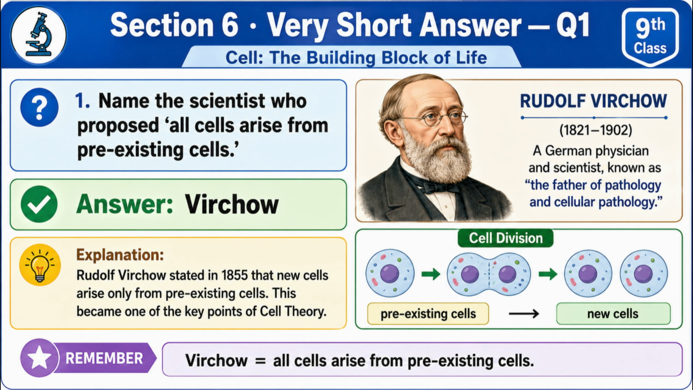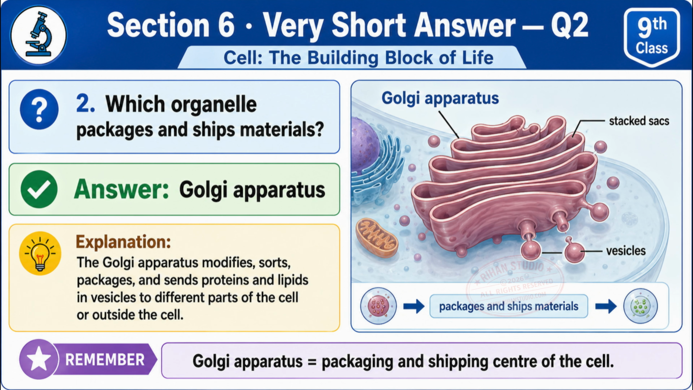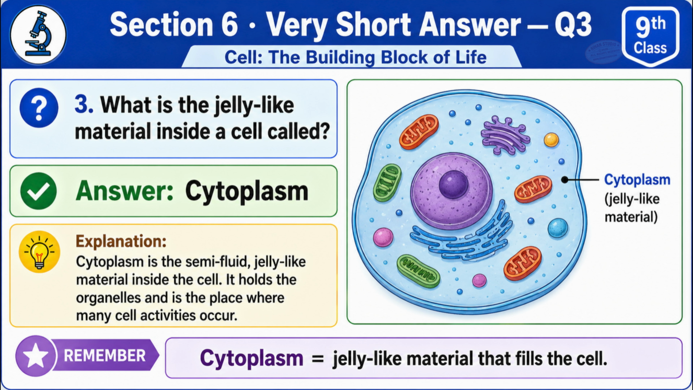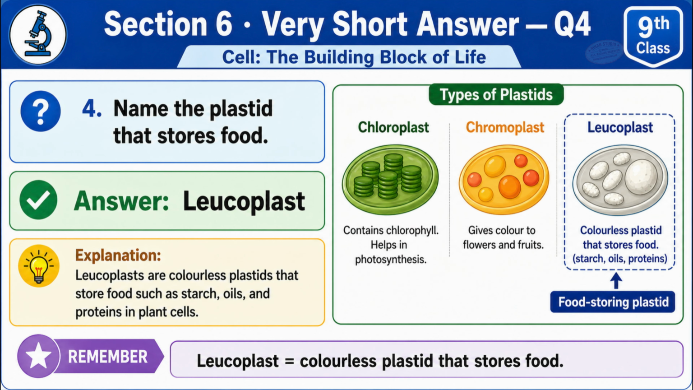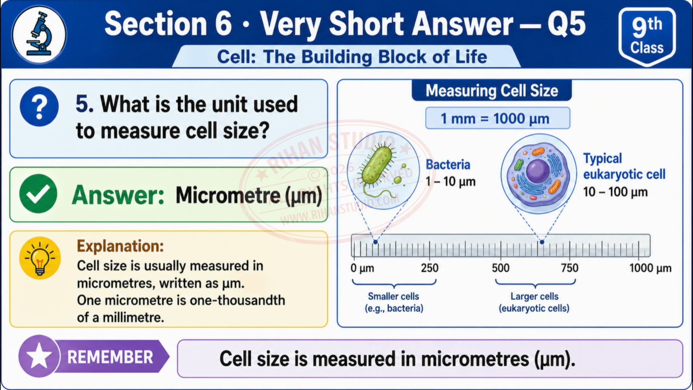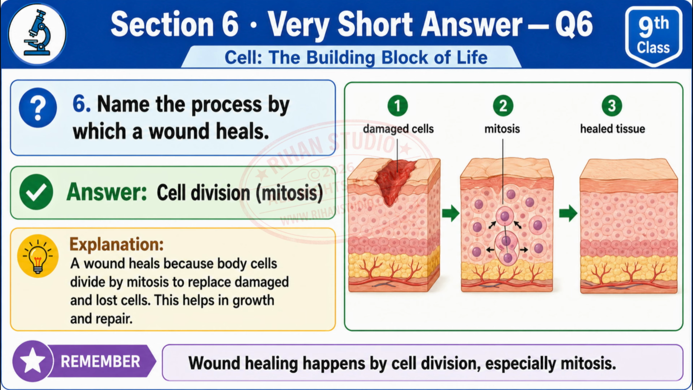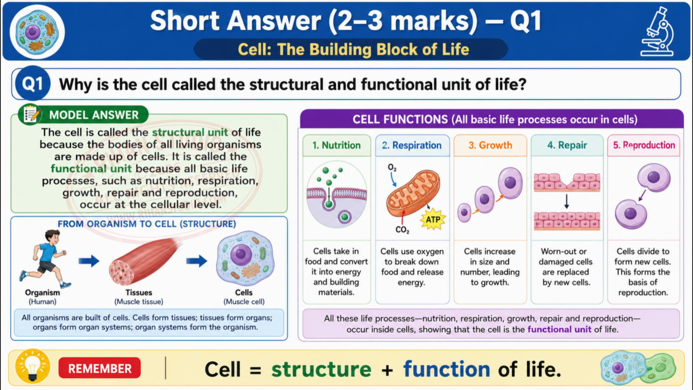Very short answer. Name the scientist who proposed all cells arise from pre-existing cells. Virchow. Which organelle packages and ships materials? Golgi apparatus. What is the jelly-like material inside a cell called? Cytoplasm. Name the plastid that stores food. Leucoplast. What is the unit used to measure cell size? Micrometer. Name the process by which a wound heals. Cell division. Mitosis.